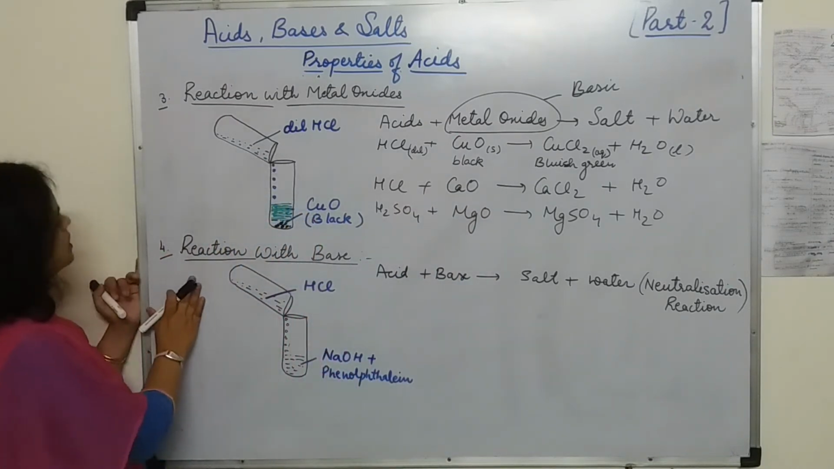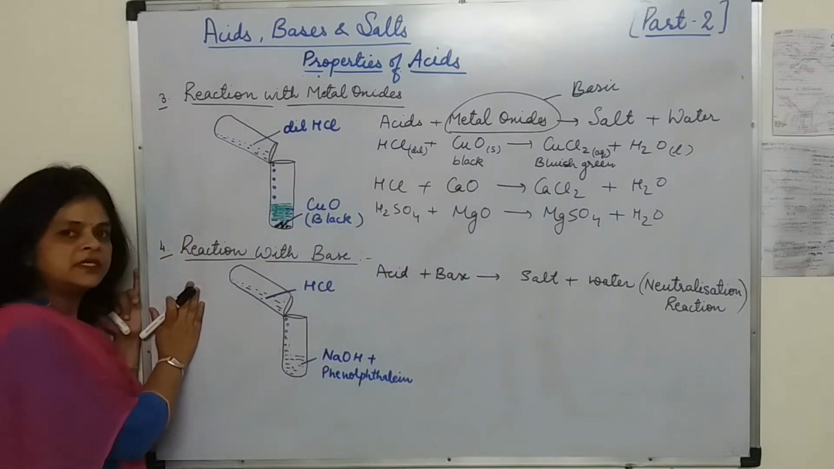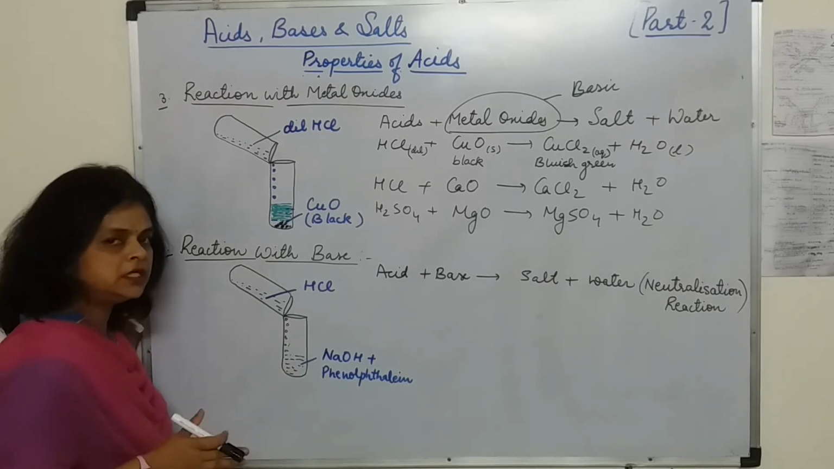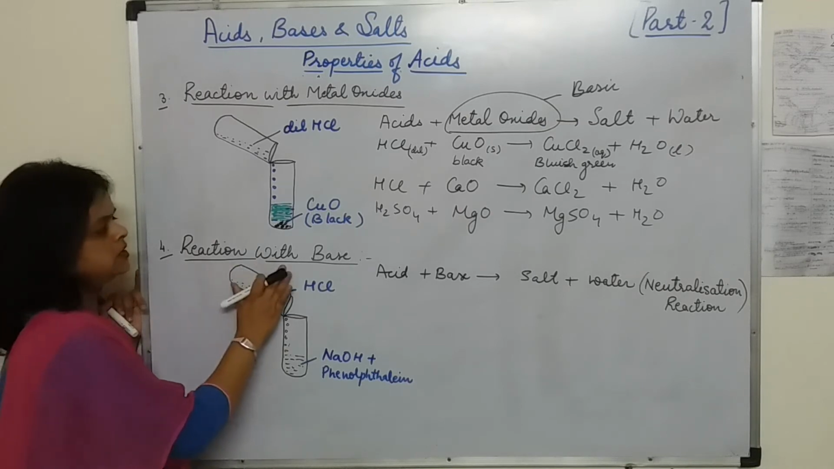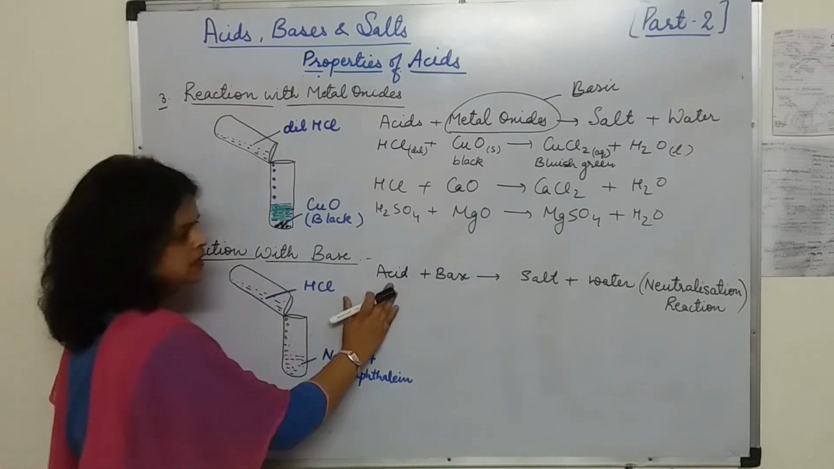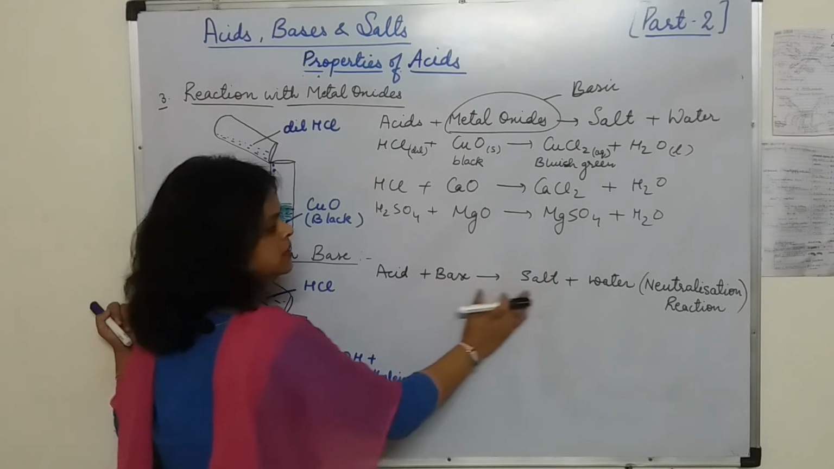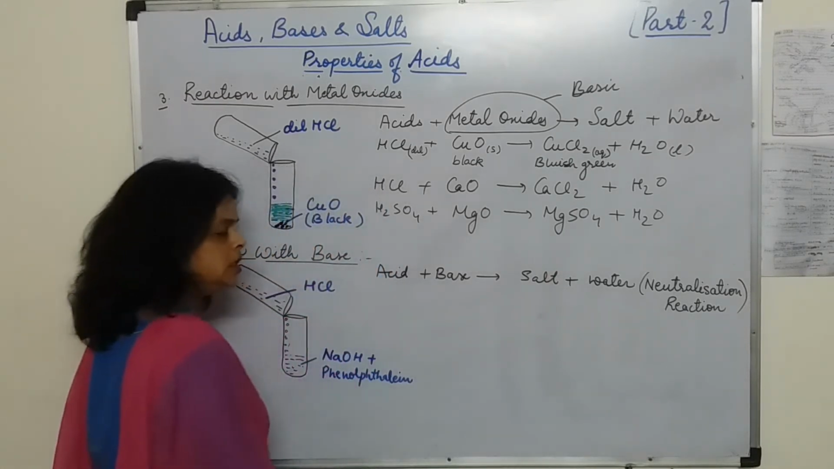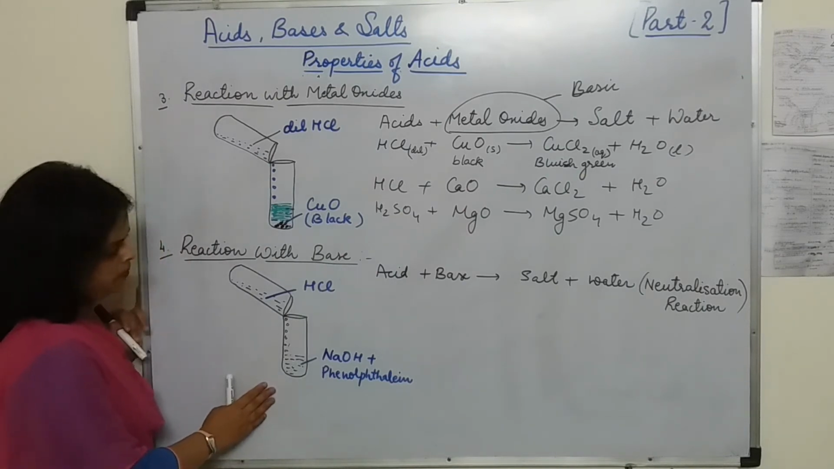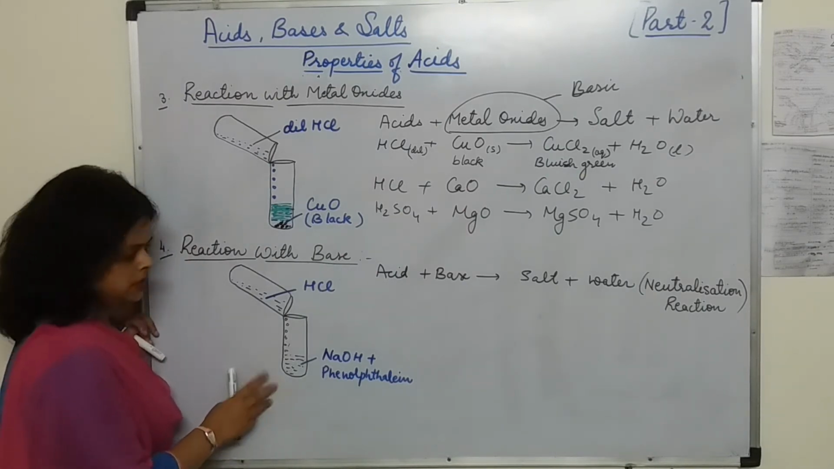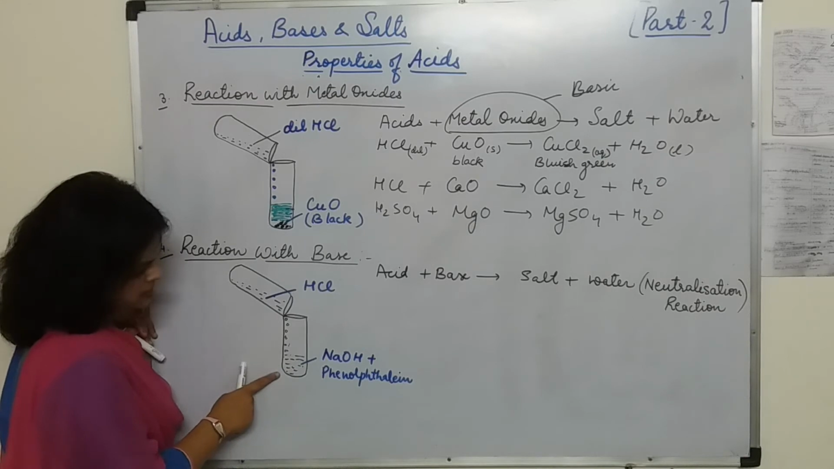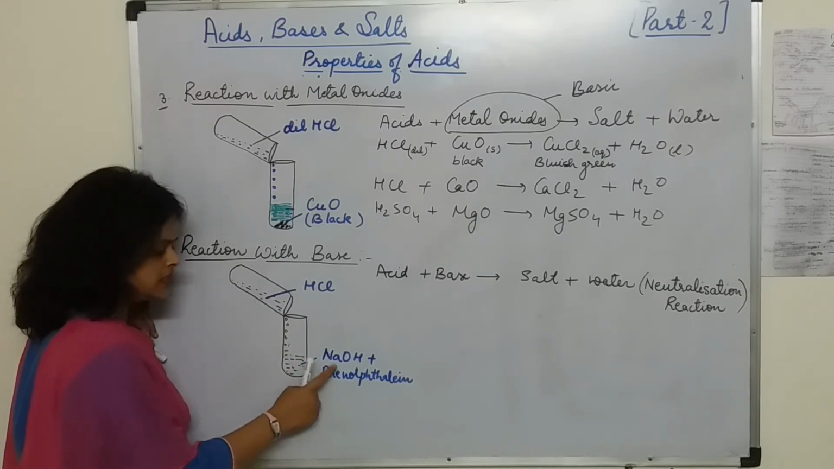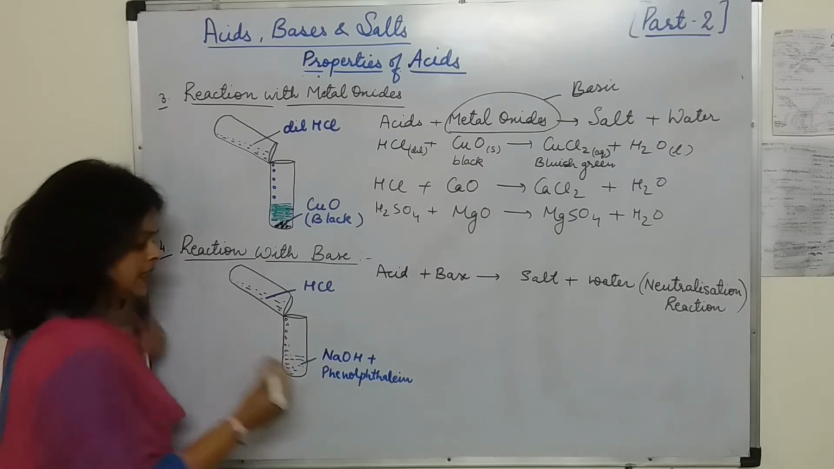Okay, now let's come to the next reaction of acids, that is, you already know, you have already studied in junior classes, the reaction with base. Acid, whenever it combines with base, forms salt and water, and this reaction is also called the neutralization reaction. Let's see the experiment. See students, here we have taken two test tubes. In the first test tube, we have taken NaOH and phenolphthalein. Whenever phenolphthalein is added to NaOH, it gives a pink color.